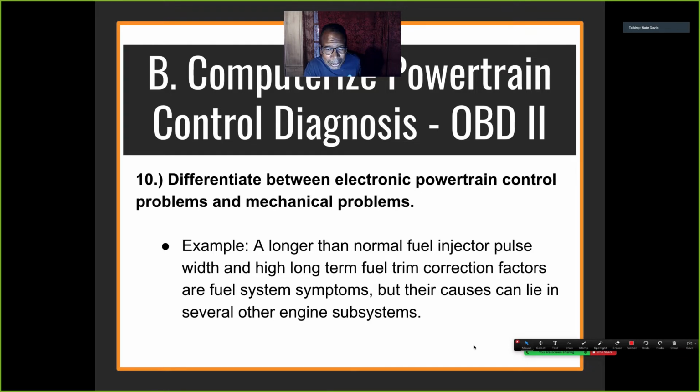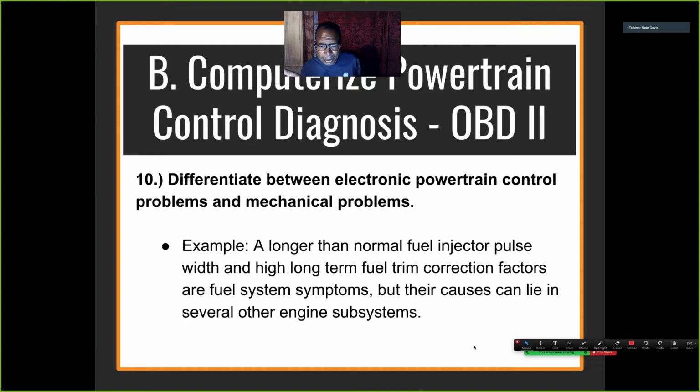But the code may not be for those problems, especially a bad ground. It may be for P0171. It may be for an O2 sensor. It may be for something else. It might be for a misfire. But the root cause of the problem is in another area. This is what this means here.